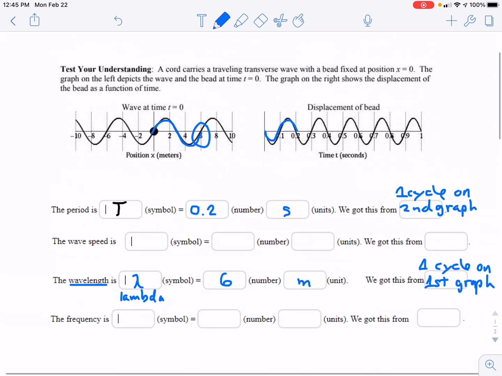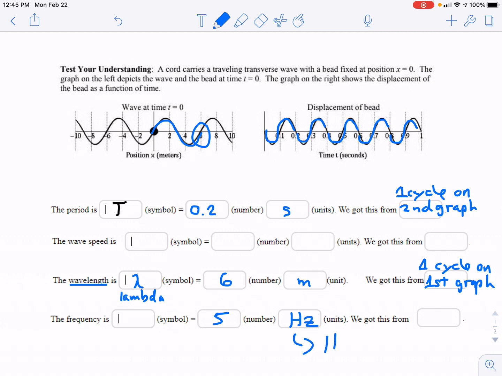Okay. The frequency. The frequency is how many cycles happen every second. Well, if we look carefully, there's a total of 1 second at the end of the right graph. And we can see we cover 1, 2, 3, 4, 5 graphs in 1 second, 5 cycles in 1 second. Therefore, the frequency is 5 hertz. Hz is the symbol for hertz. The unit of frequency is a lowercase f.